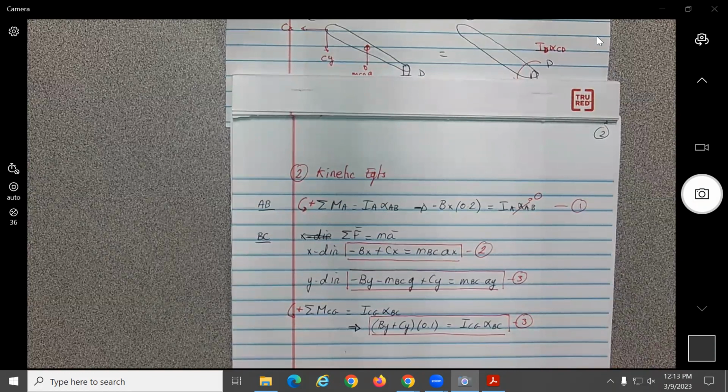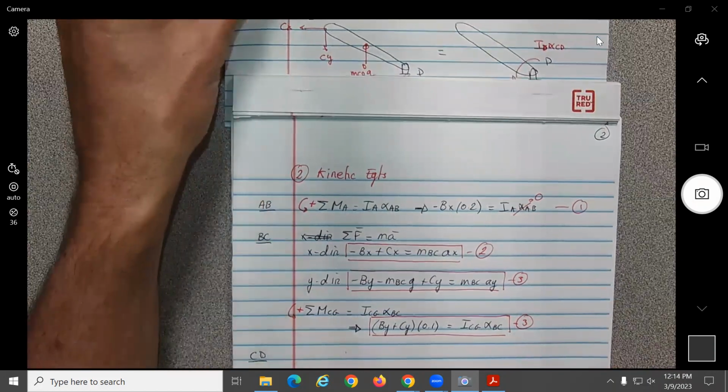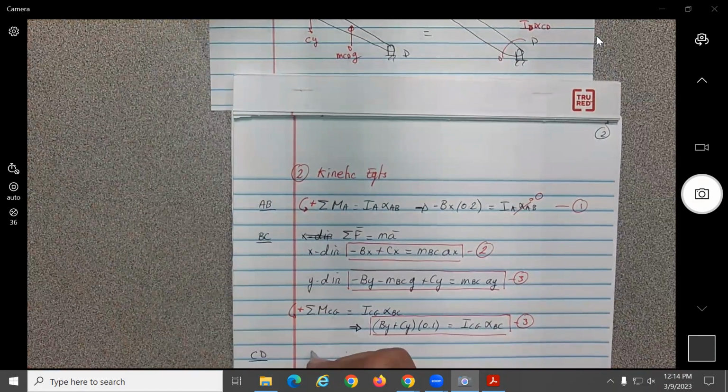And finally, we're going to look at the bar CD. So for bar CD, we decided to take the moment about point D, no? So we take the moment about point D equal to I_D alpha_CD.